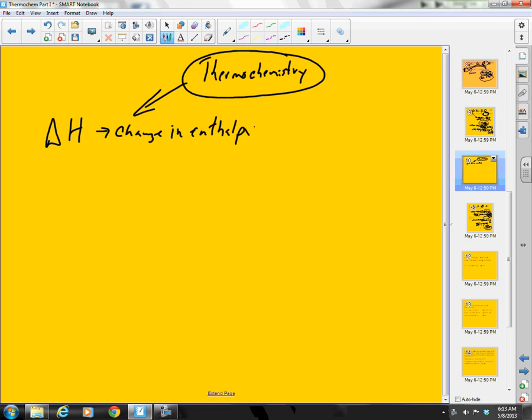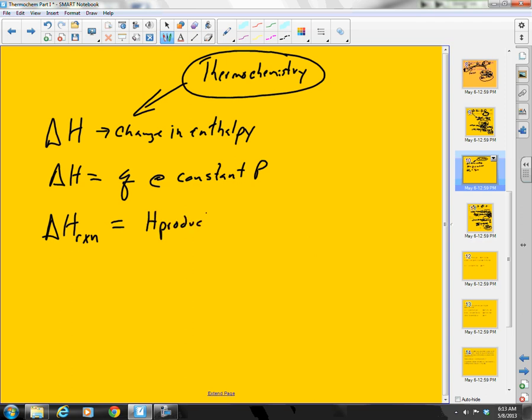Cool, right? And we said, hey, delta H is equal to Q at constant pressure. Okay, good. So that means change in enthalpy is equal to the heat transferred if our process is at constant pressure. And we started talking about something called delta H reaction. And what is delta H reaction? Well, that's going to be the H of my products minus the H or enthalpy of my reactants, right? Good. And we kind of talked about this earlier.